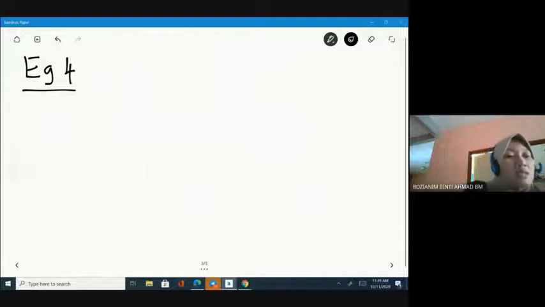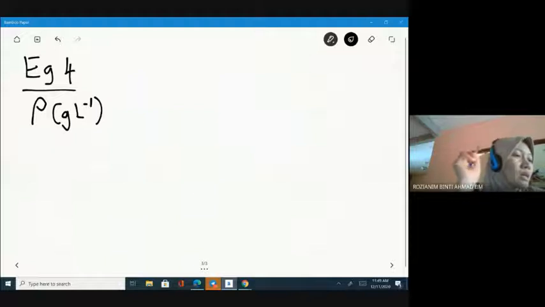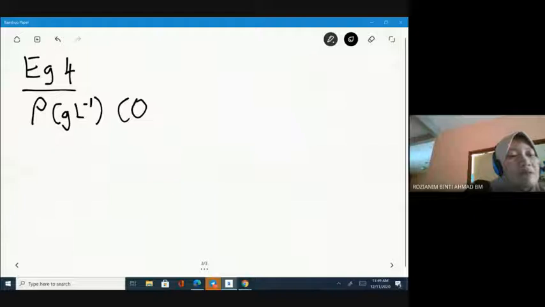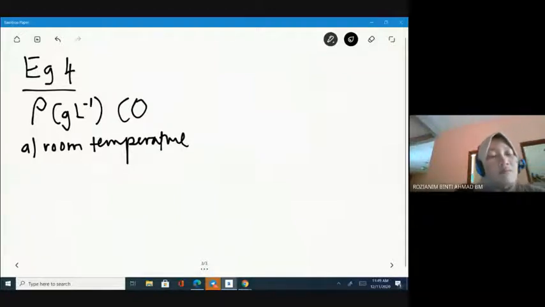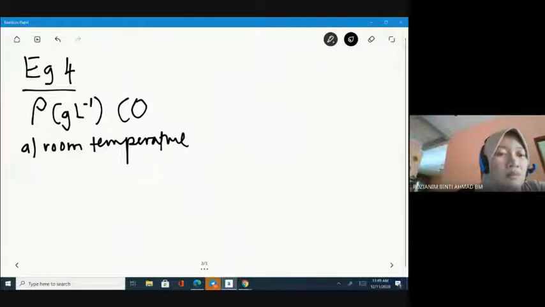Calculate the density. They want the density in units of gram per liter, for carbon monoxide gas. But the first condition is at room temperature. According to our previous question number 1, all the data was already given. But for question number 4, the keyword is only room temperature. So how do you find out the data for room temperature?